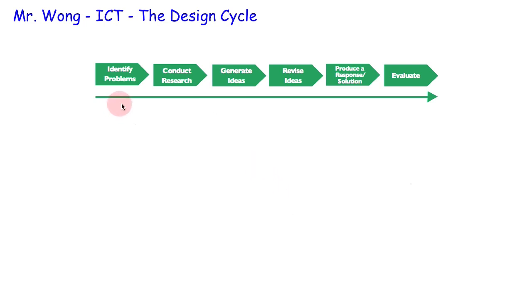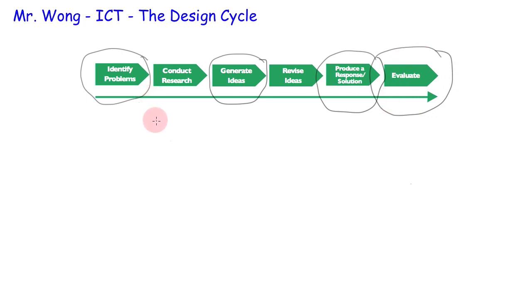This is a linear design model. It has 6 phases. Linear just means you go from the start until you get to the end. Normally, you identify problems, you generate ideas, you produce a response. Sometimes you evaluate. This is one design model. There are others.